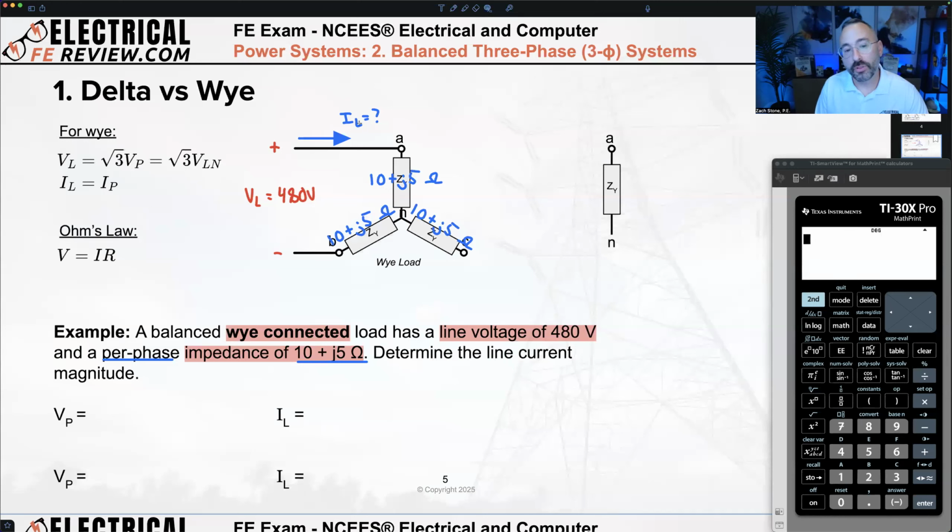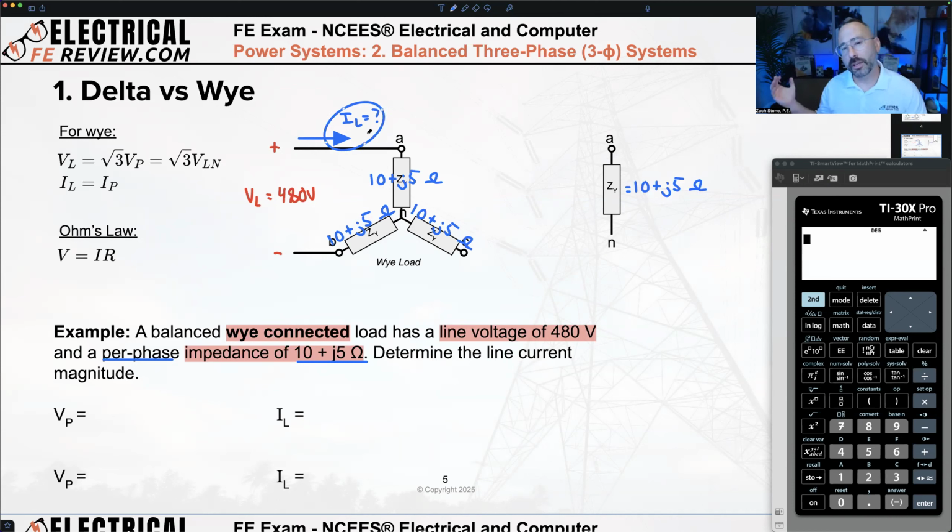All right, I'm looking for the line current. I'm going to simplify this. Let's look at just the A phase. So I know I've got 10 plus j5 ohms from A to neutral, right? That's Z_Y. We're asked to solve for the line current magnitude.